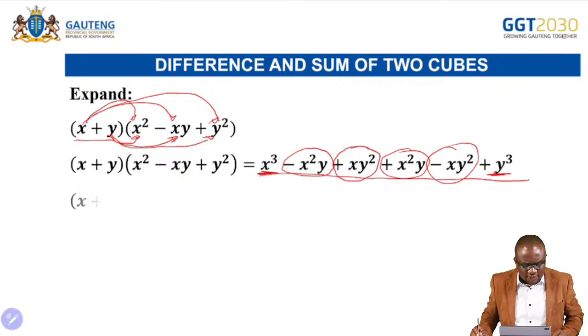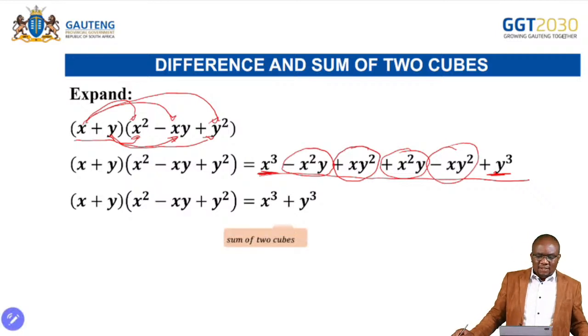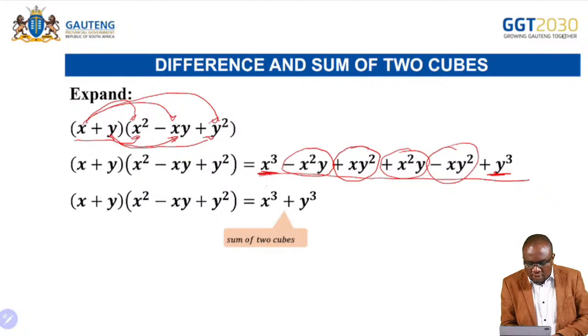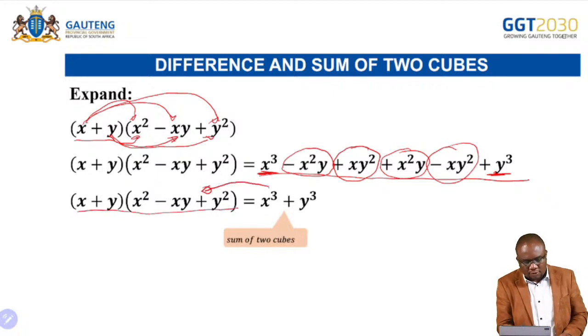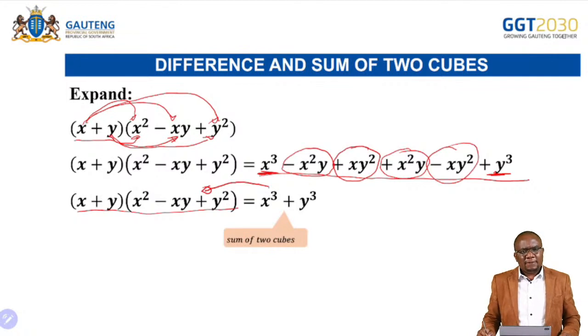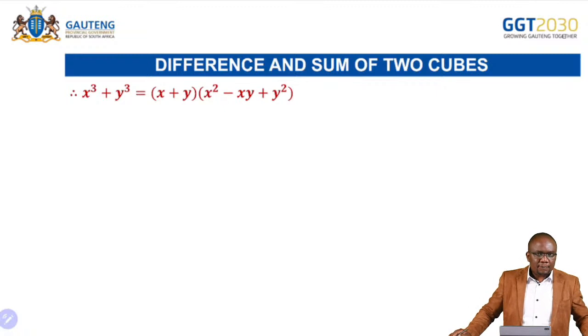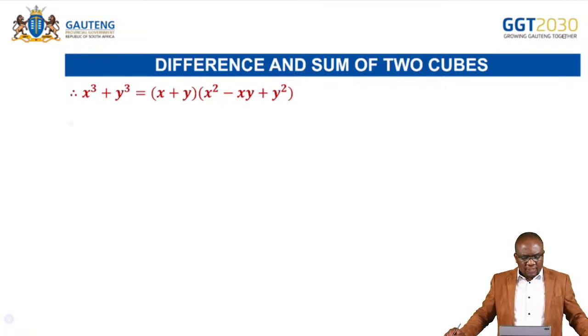What can you say about this? Is it the difference of two cubes or the sum of two cubes? It is the sum of two cubes. So if you factorize the sum of two cubes, we are going this way. These are the factors of the sum of two cubes. Remember that. Right. I want to give you the steps now. Please pay attention.